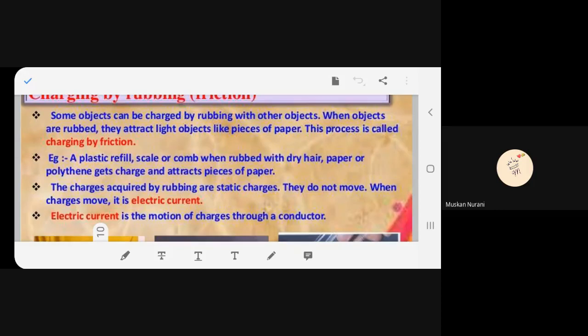I think we had finished this slide. I think yesterday we had done this. Doesn't matter. We are doing it again.